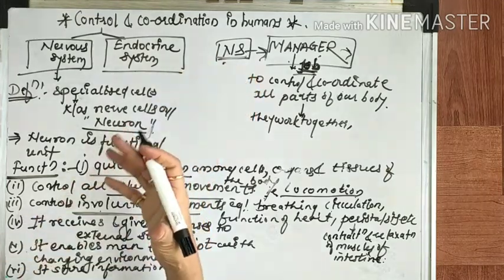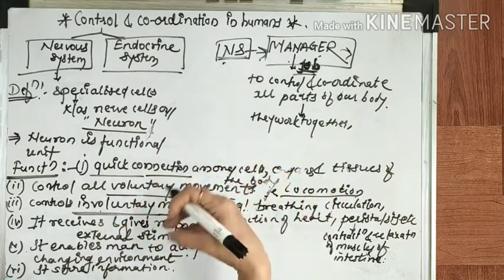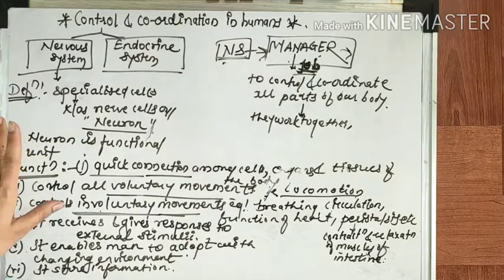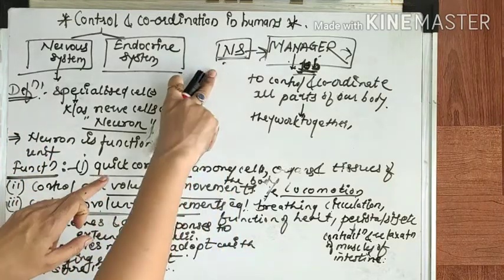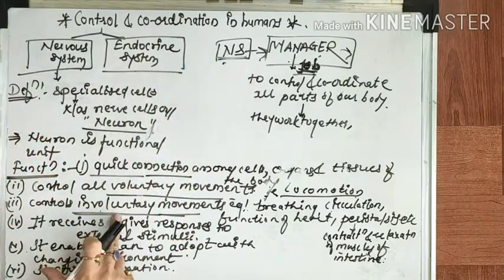So that we can do things which need thinking, like reading, writing, cycling and dancing, and the things which we do not have to think about, like heartbeat and breathing. So all these voluntary and involuntary actions are coordinated by the nervous system that I am trying to say to you. It controls voluntary as well as involuntary actions.